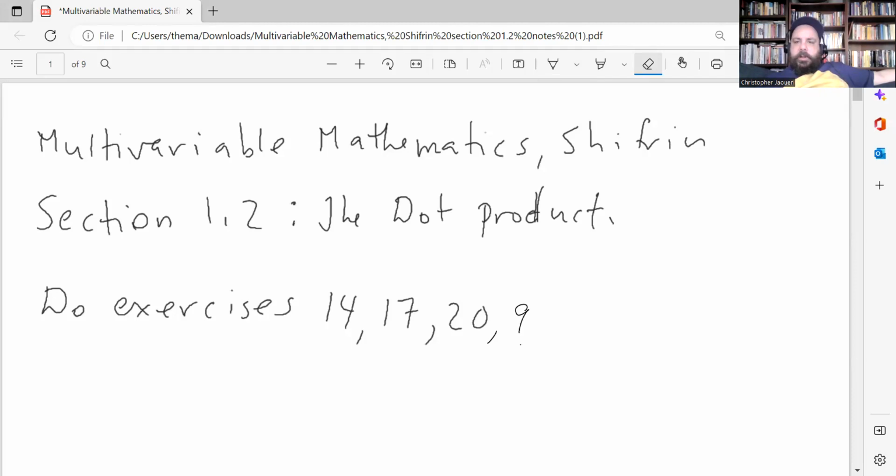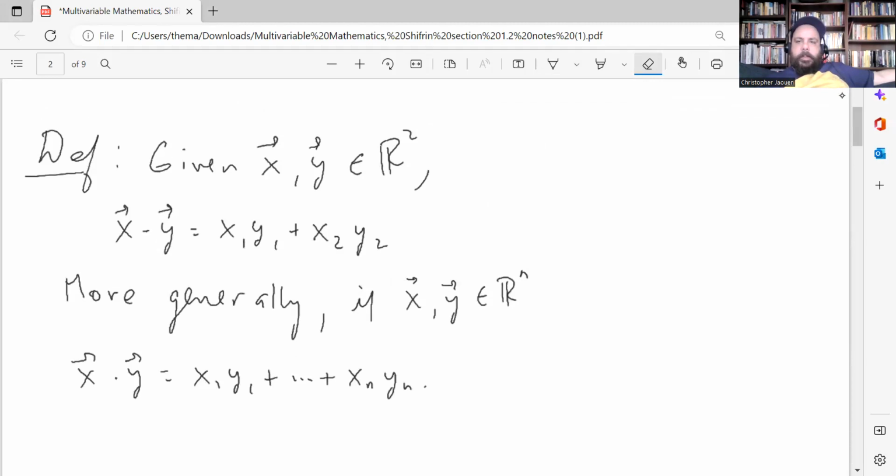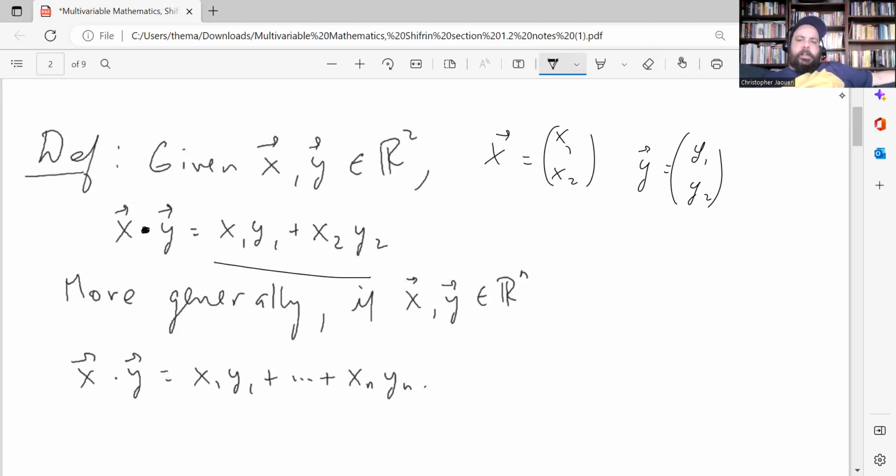So let's start on the definition of the dot product. This is the definition given x and y in R2. He starts with the definition in R2. This should be a dot here, not a minus. You can define the dot product in R2 where x has components x1, x2 and y has components y1, y2. This is the way that you find the dot product. You take component by component, you multiply them together, and then you add them up. So x1 y1 plus x2 y2.